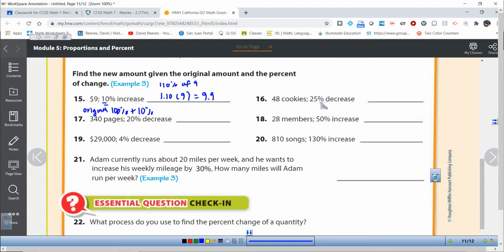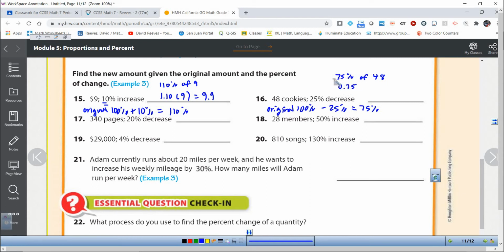All right. What about 48 cookies? This time we're decreasing 25%. So if you're decreasing, you're going to take your original 100%, but now you're going to subtract 25%. And by the way, I should have written here 100% plus 10% is 110%. 100% minus 25% is 75%. So what do we want? We want 75% of 48.